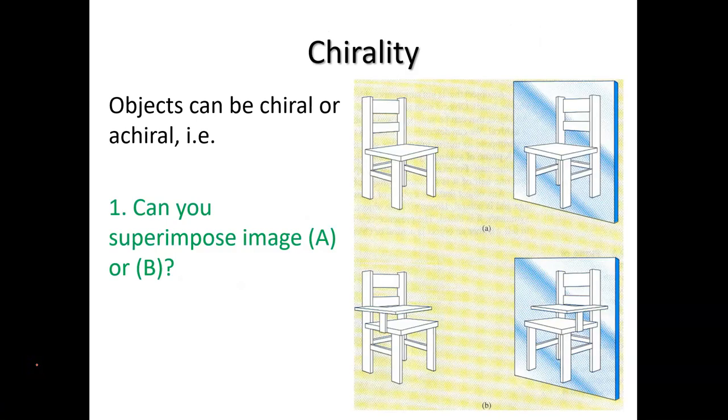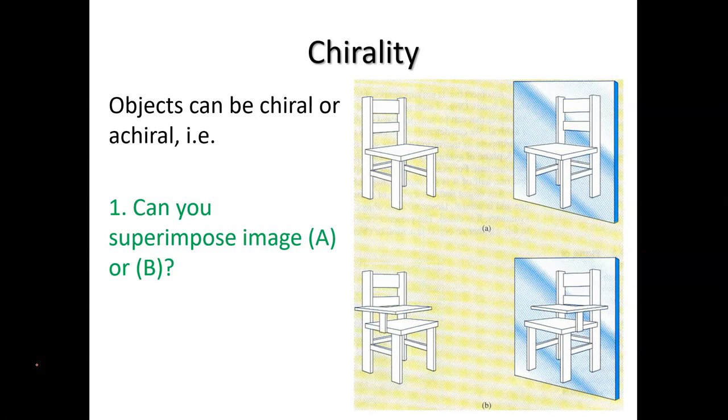So we're going to cover a few more vocab words, and in organic chemistry, there's a lot of vocabulary. There really is. So we need to know and understand what these words mean so that we can have conversations about them, and so that you can take your quizzes and exams and understand what I am asking. So chirality is one of these terms that we need to know. And objects can be either chiral or achiral.